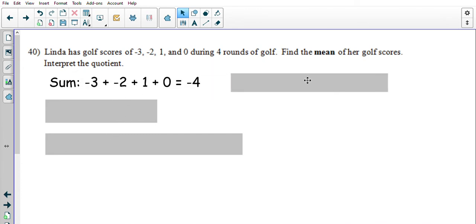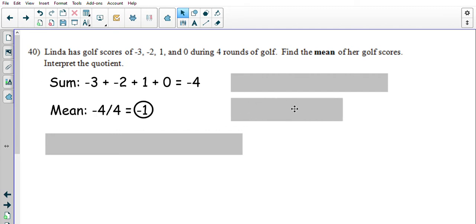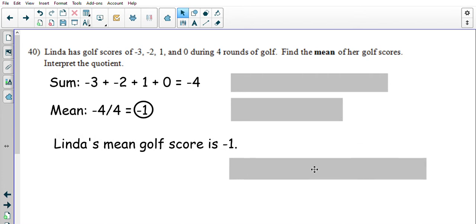So negative 3 plus negative 2 is negative 5, plus 1 is negative 4, plus 0, of course, is still negative 4. This was over 4 rounds of golf, so take negative 4 divided by 4. That will get us an average score of negative 1. So to interpret this, we can say Linda's mean golf score is negative 1.